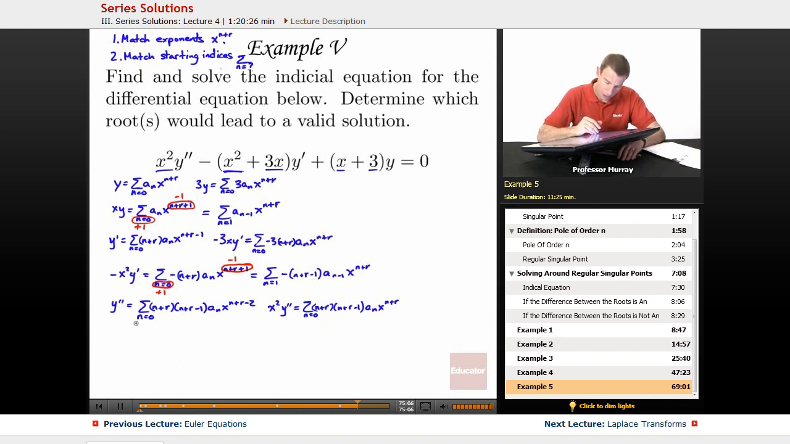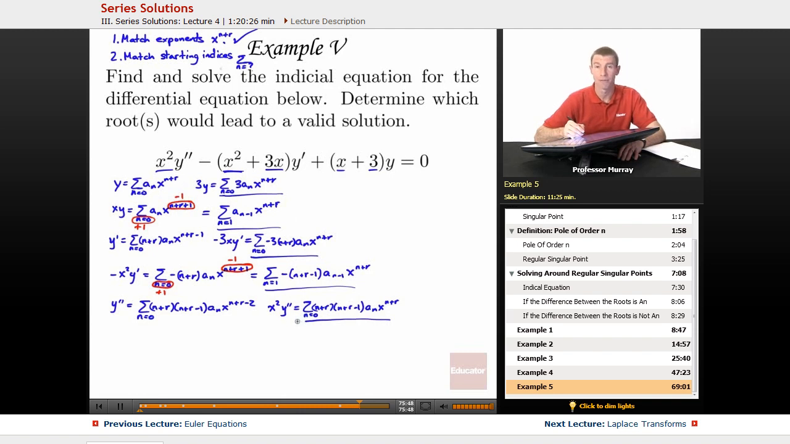And finally, when I look at y double prime, my x squared y double prime, that's got an x to the n plus r. That's pretty good. So I've got this series, this series, this series, and this series. All of them are now at x to the n plus r, so I've matched my exponents on all of them. The next step is to match my starting indices, which means I have to look at each one of these. I've got n equals 0 here, n equals 1, n equals 0, n equals 1, and n equals 0. I'm going to match them all up at the highest one, which is n equals 1.